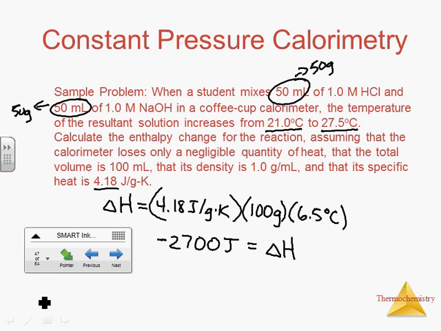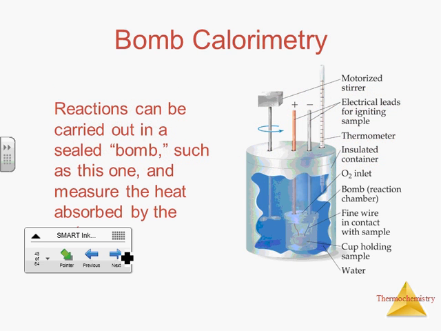I wouldn't worry about the sign until you get to the very end. I think it's less confusing if you just work out the numbers, and then at the end you think about, okay, should this be a negative or a positive number, based on whether it's exothermic or endothermic. But they make a big deal about the sign on the AP exam. You got to get the sign right, okay? All right, next, bomb calorimetry.